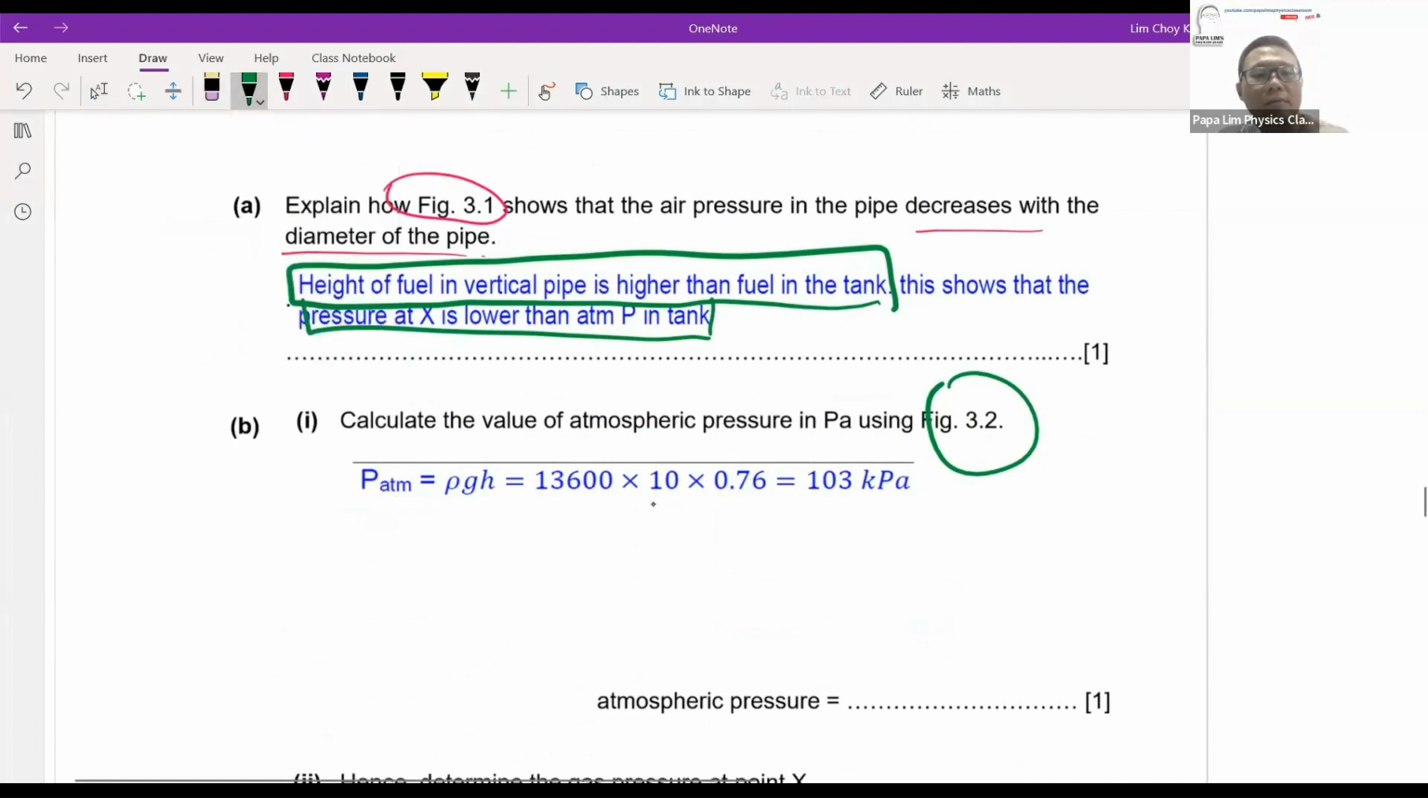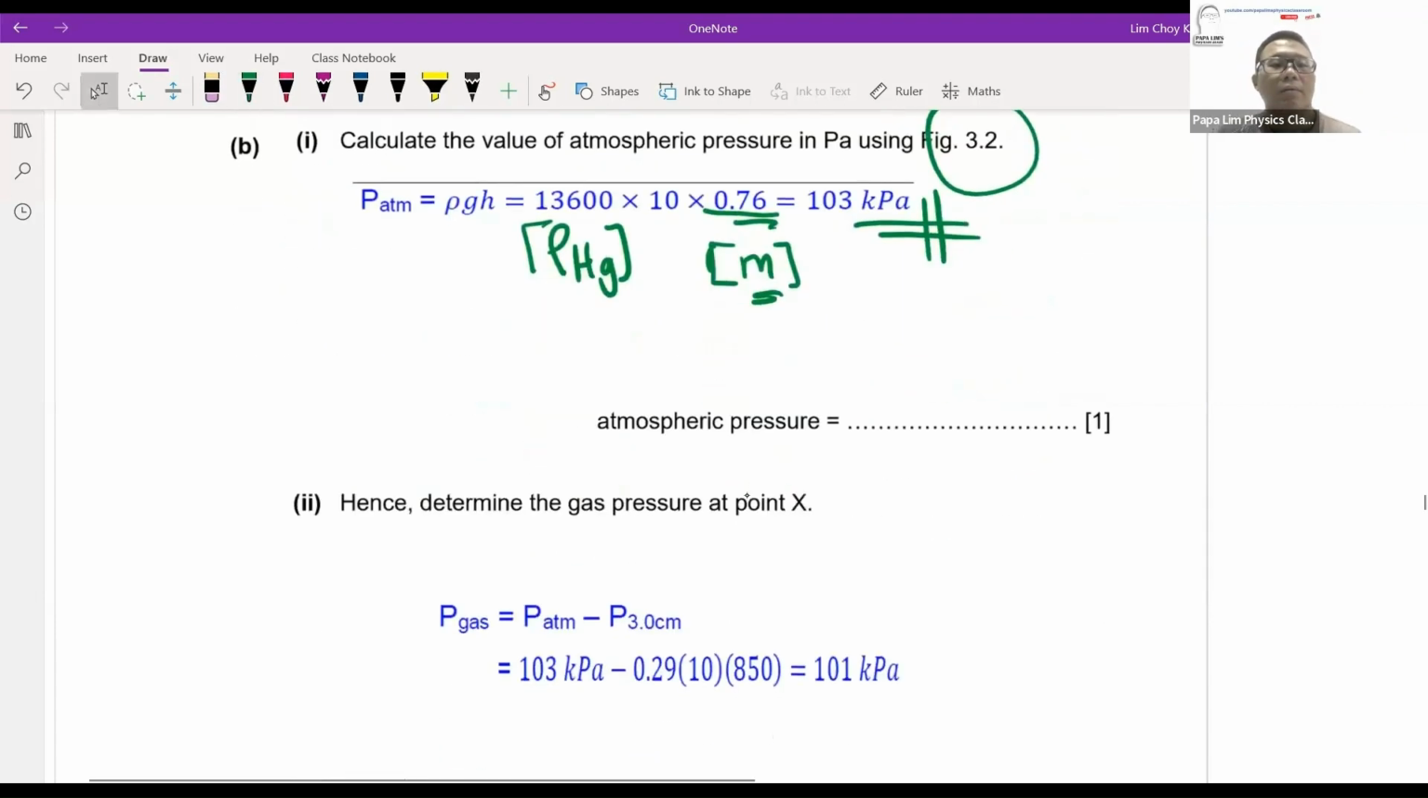Okay, so the height, remember, is 760 mm, so you need to change this to meters. The unit for this height has to be meter, SI unit, and everything is SI unit. This is the density of the mercury. With everything in play, you just use your calculator and you should be able to get the answer straight away. Now, determine the gas pressure at X.